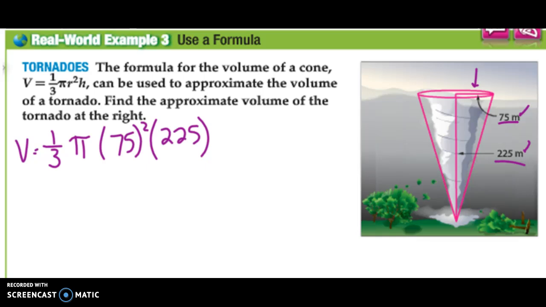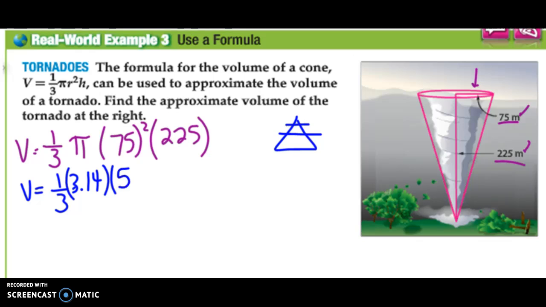So what I can do now is I go through my order of operations. Here's my pyramid. First one, parentheses. I do have some, but there's none that need to be evaluated. Exponents. Okay, I got 75 squared, so let's do that. So my volume is going to be 1/3 times, you know what, I'll replace pi with 3.14 now. Okay, 75 squared is going to be 5,625. I didn't know that off the top of my head. I'd look on a calculator. And then finally, 225 is my height.